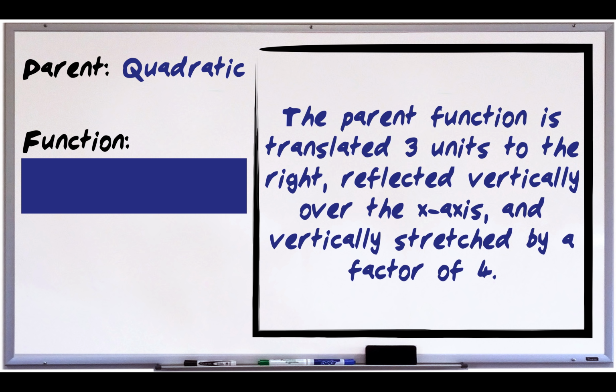So for instance, this one here, which was our practice round, says that the parent function is translated 3 units to the right, reflected vertically over the x-axis, and then vertically stretched by a factor of 4. And your goal was to take that information and write the function equation on your whiteboard. So this one ended up being f of x equals negative 4 times x minus 3 squared. And of course that's because it needs to be translated to the right 3 units, reflected vertically, and stretched vertically by a factor of 4.